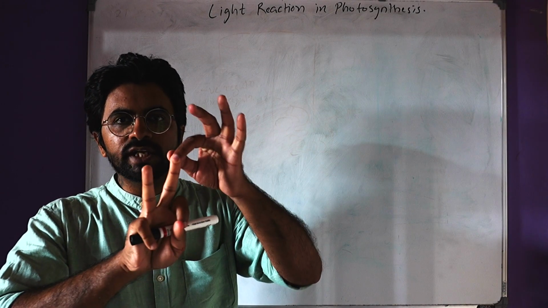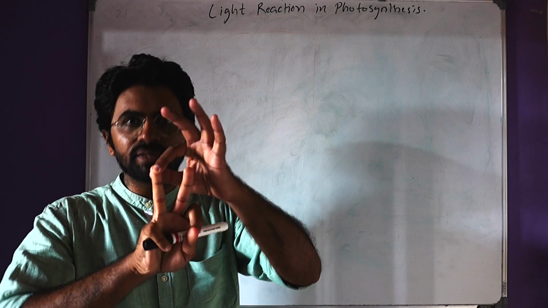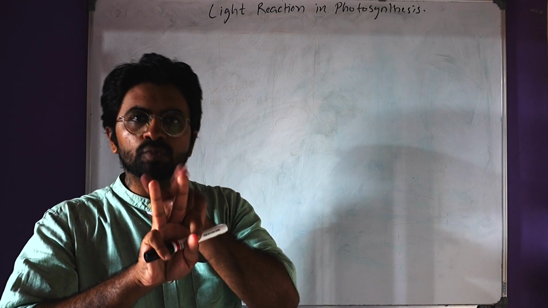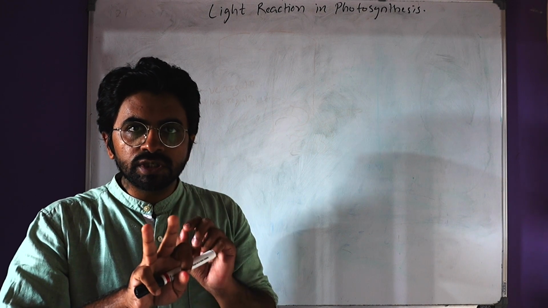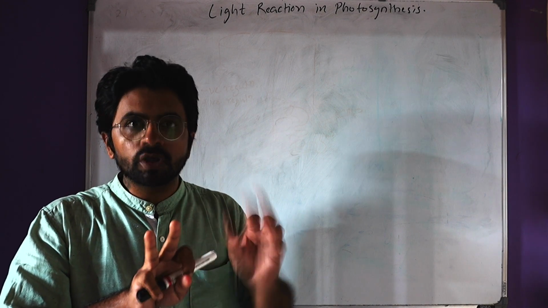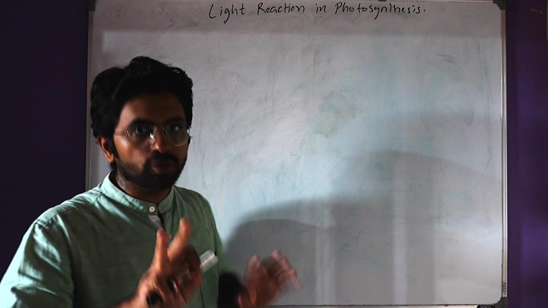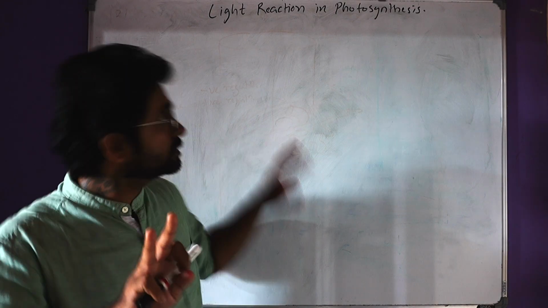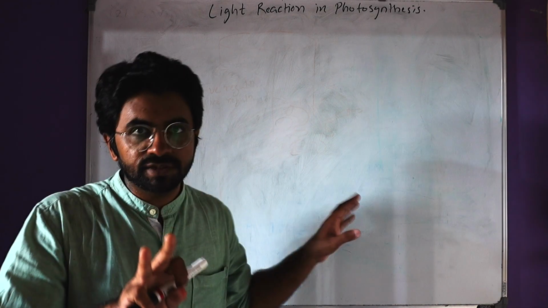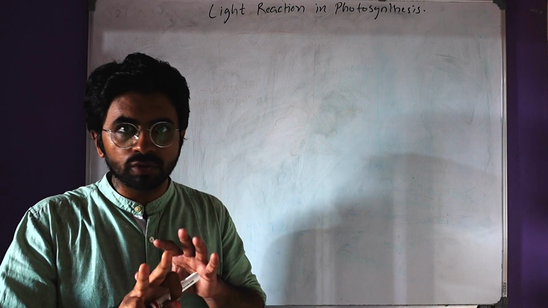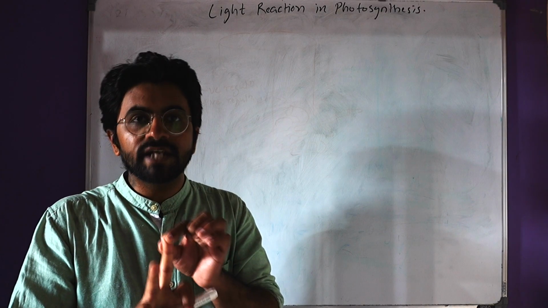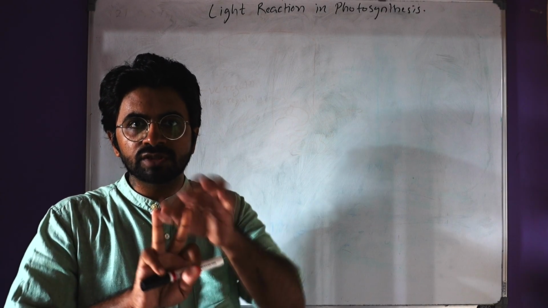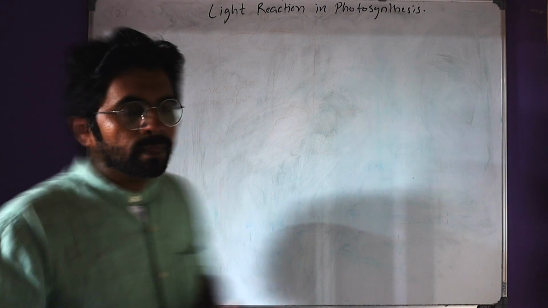Let's focus on NADPH and ATP. These are the two products formed from light energy, used in dark reaction for carbon fixation. But today our topic is not dark reaction, so I won't elaborate what is carbon fixation. Today I will be talking about light reaction only. So as we have said, light reaction has NADPH and ATP as products.